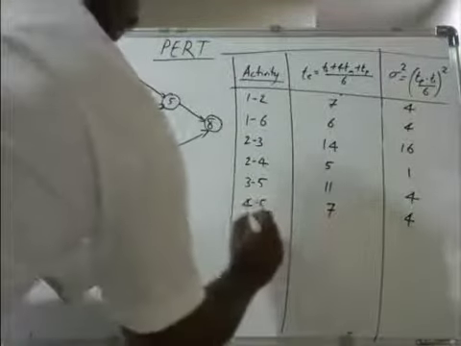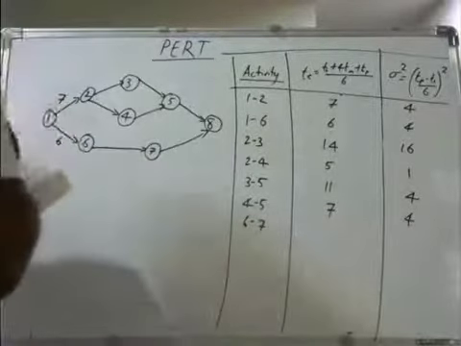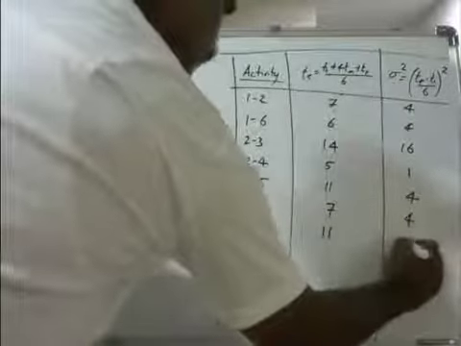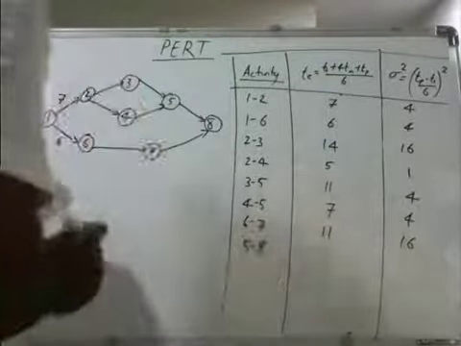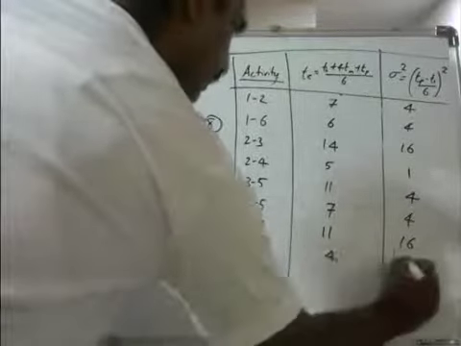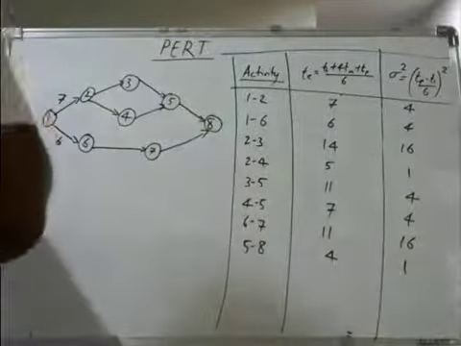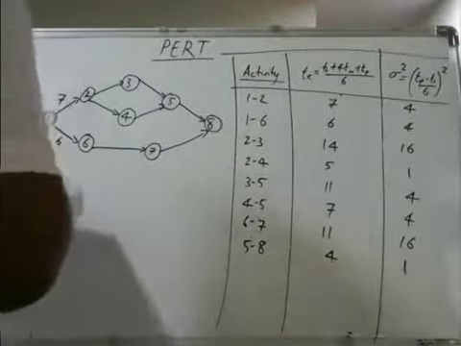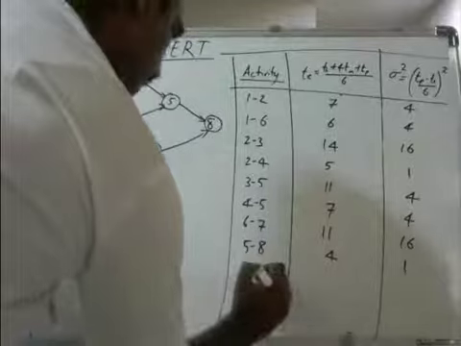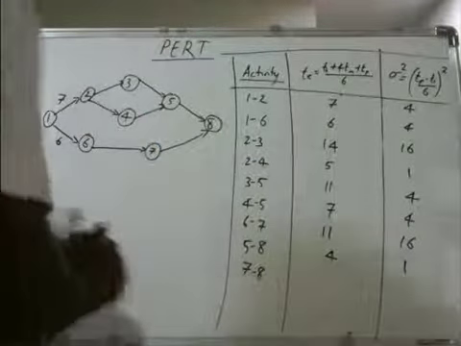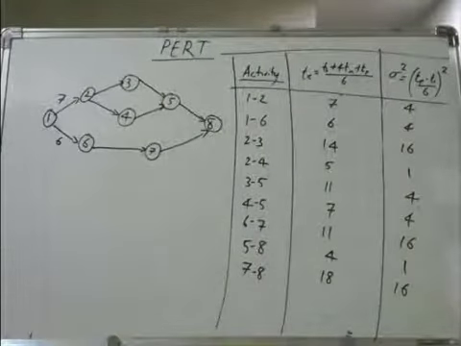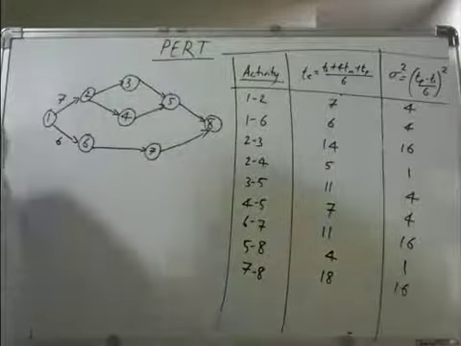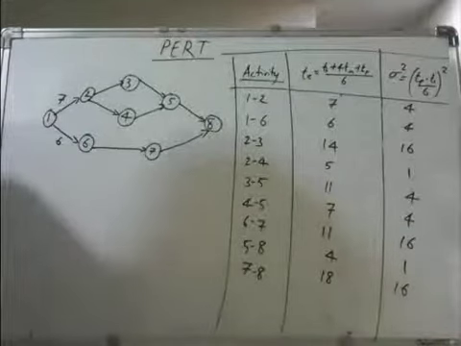And 6 to 7, it is 11 and 16. Then 5 to 8, it is 4 and 1. And 7 to 8, it is 18 and 16. So these are the time estimates that you should basically be getting here.